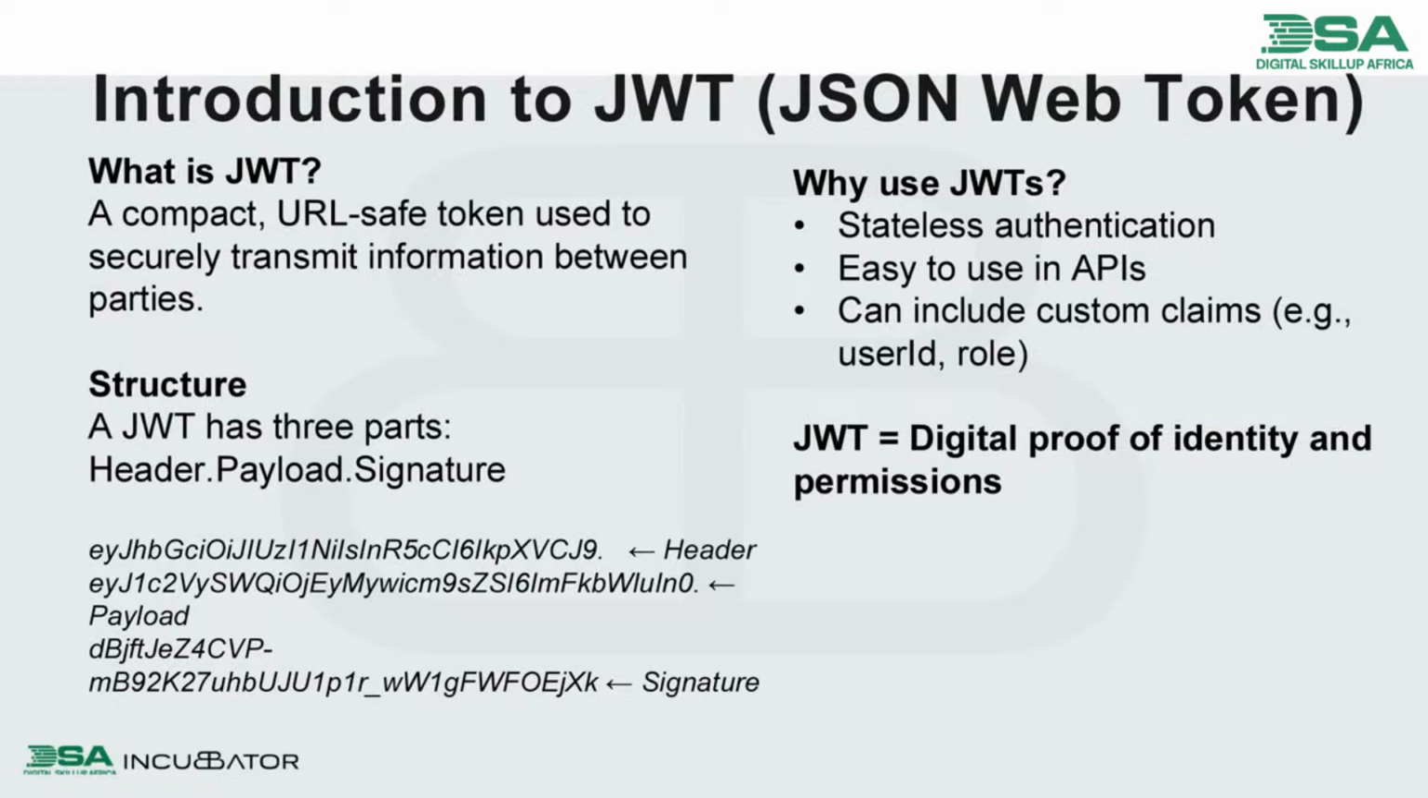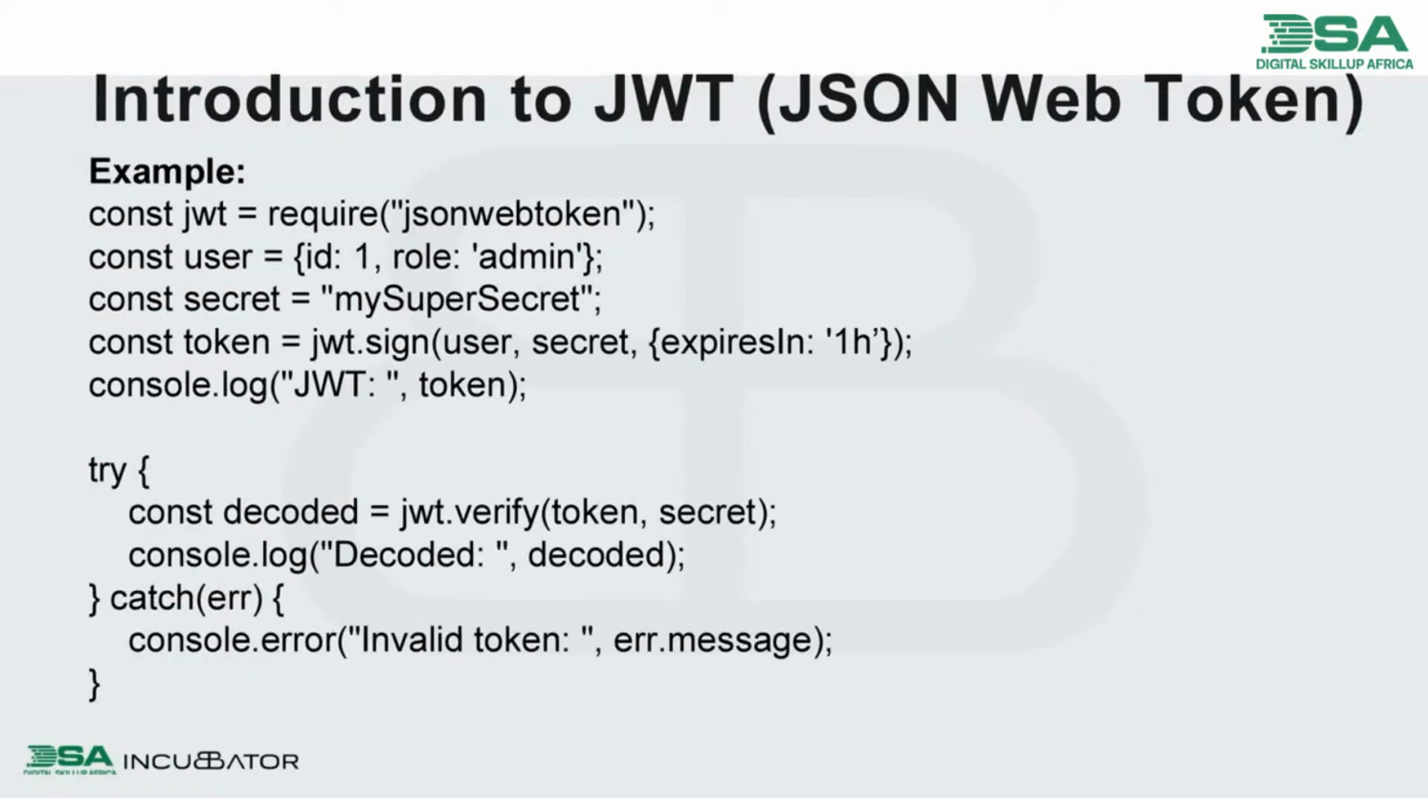So you can see the first one is the header. After the header, we have the dots. All the string you are seeing here is just one string. Forget about the arrows and labels; they are just used to show you which part is the header, which part is the payload, and which part is the signature. You will understand this properly when we demo this in the next slide. Okay, so why use JWT? It's stateless authentication, easy to use in APIs, and can include custom claims like user role and ID. So JWT in general is more of a digital proof of identity and permission. Let's quickly go to the next slide.